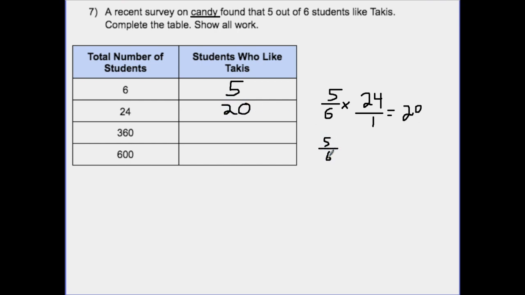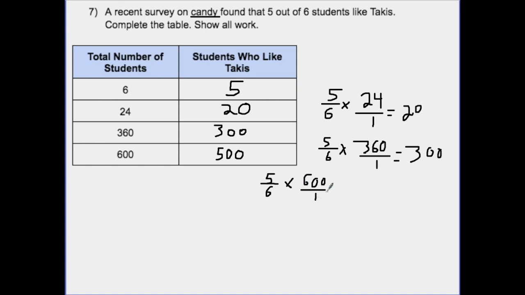5 out of 6 again for 360. Number 360 is 360 over 1. So I'm getting 300. Okay. And lastly, 5 out of 6 for 600. Well, that's a little bit simpler. So 600, 5/6 of that would be 500. It does say show all work. So if we want to show our work for that, we're going to multiply here. If you do that in your head, that's fine. If you do it on a calculator, that's fine, but we're going to show the numbers that we're multiplying here.